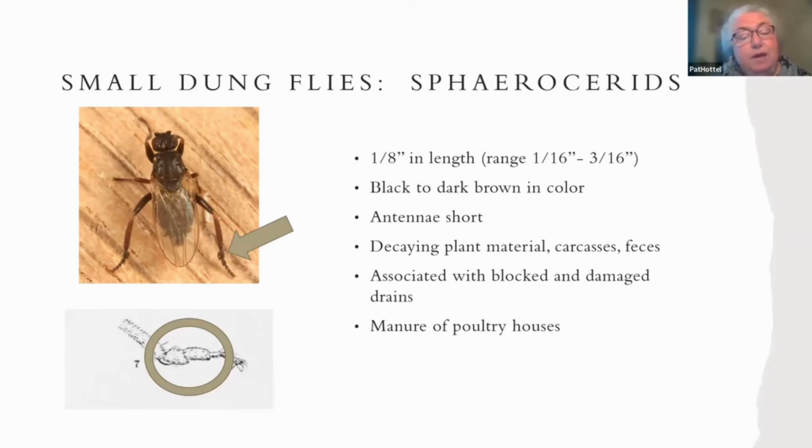Key to identifying small dung flies, besides the things I've already mentioned, is the legs. In particular, that last pair of legs. It's got an arrow showing it, and it's circled in the picture below, showing how that leg is configured. The last few segments on that leg are tarsi. The first two coming off of the leg there are kind of enlarged. Okay, so that's what we're going to look for and key in on when we're trying to identify our sphaerocerids or small dung flies.